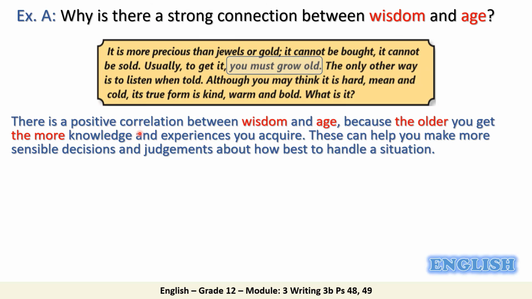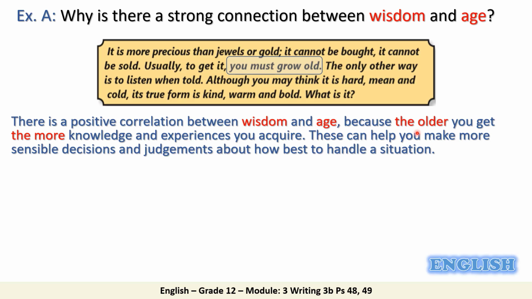There is a positive correlation between wisdom and age. Positive correlation means when something increases, when age increases, wisdom increases as a consequence. This is called a positive correlation. Why? Because the older you get, the more knowledge and experiences you acquire.